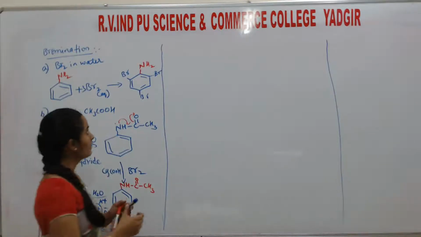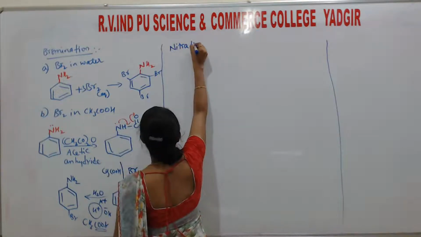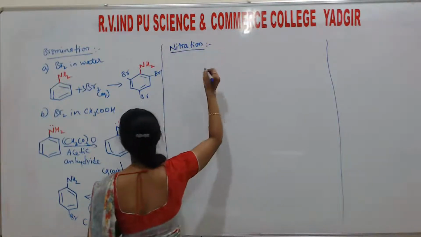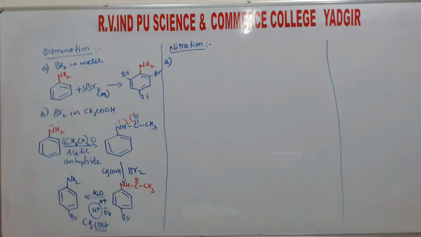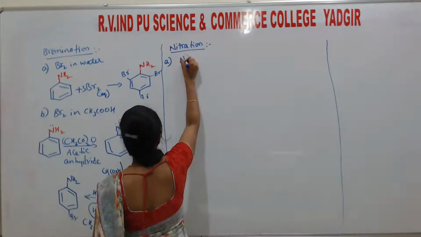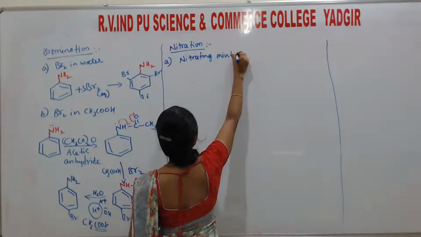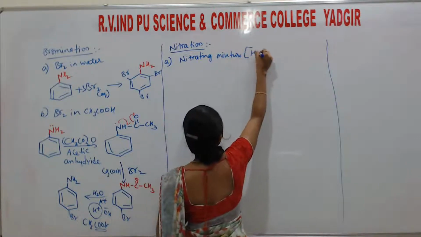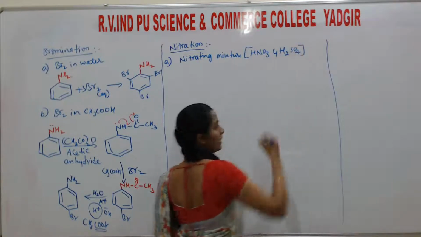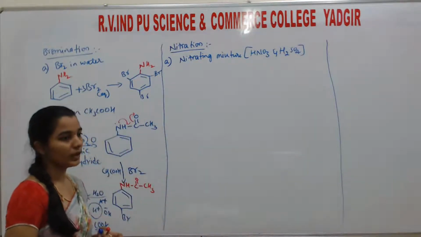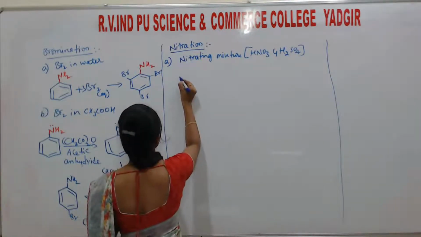Okay, so similarly, next one is nitration. Like bromination, nitration also has two steps. So this is the reaction with only the nitrating mixture. Nitrating mixture means what? The mixture of HNO3 and H2SO4 is called the nitrating mixture. If they react with the nitrating mixture alone, there are different types of compounds.